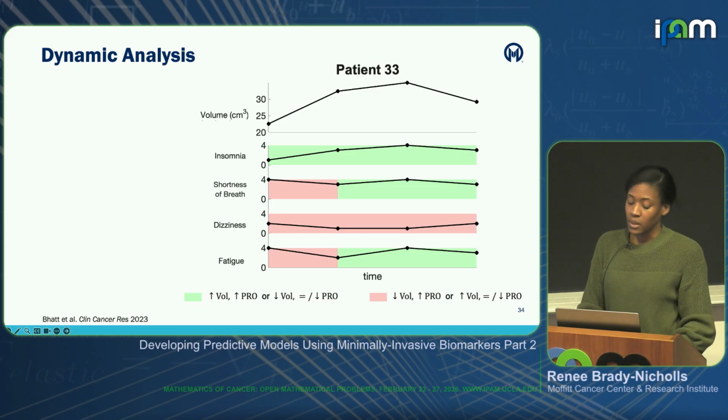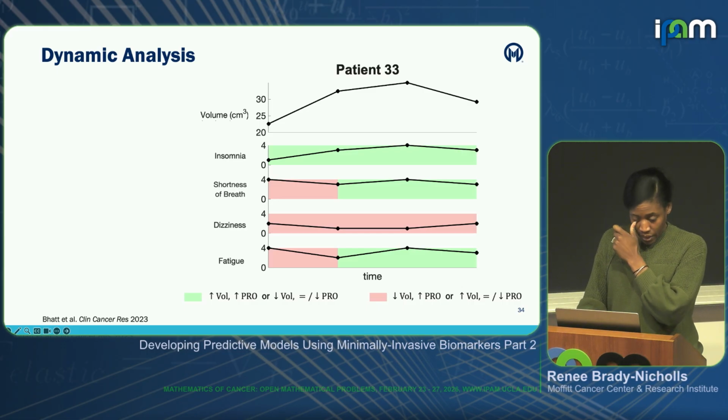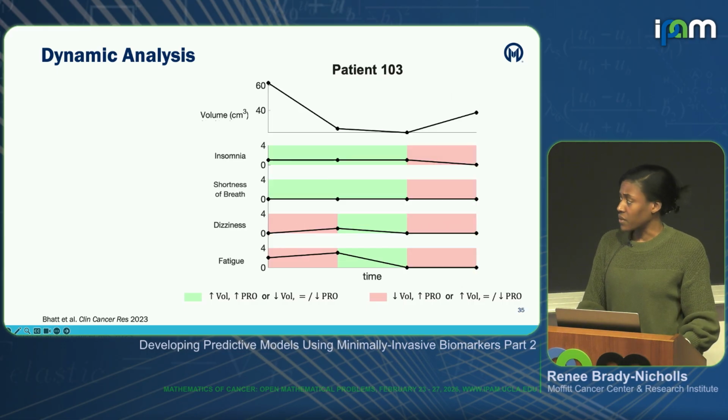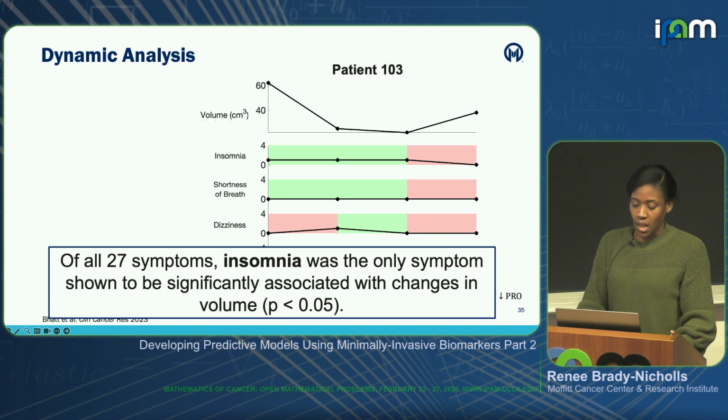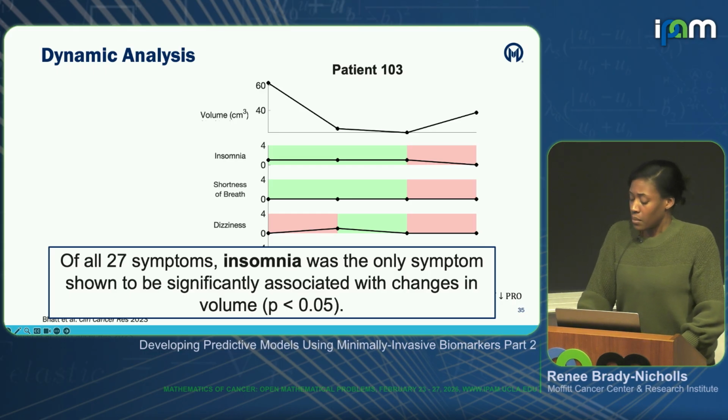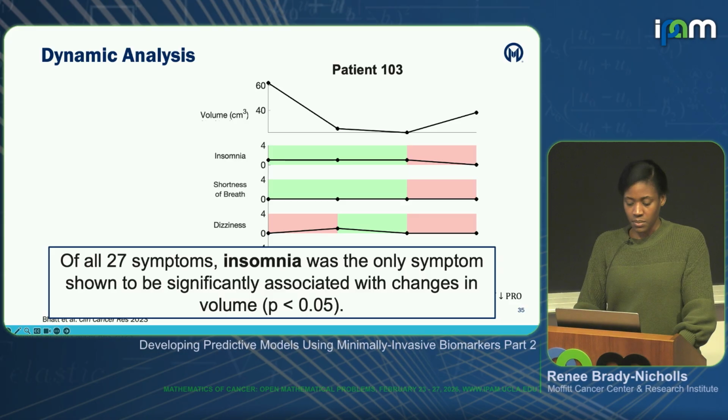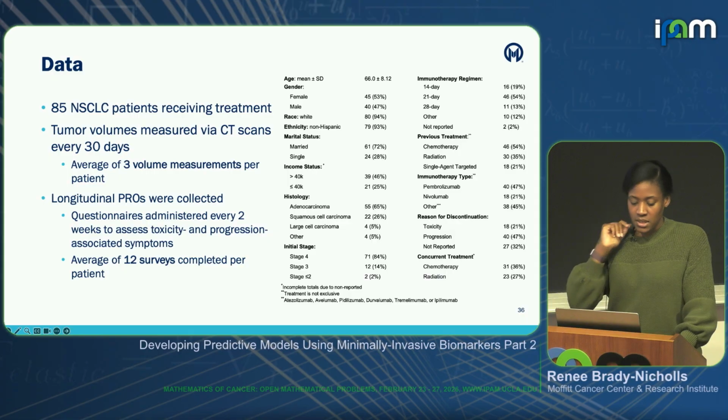Now insomnia is showing a similar trajectory. So we looked at them over all of our PROs for different patients, and we found that out of the 27 symptoms, insomnia was the only symptom shown to be significantly associated with changes in volume. So this is the minimally invasive biomarker that I was talking about earlier that we're going to be using to see if we can improve our predictions.